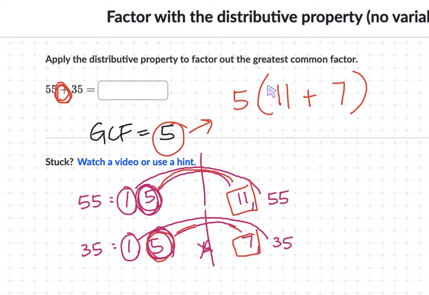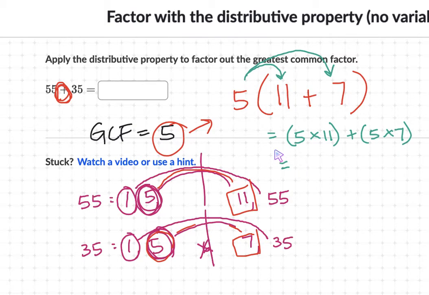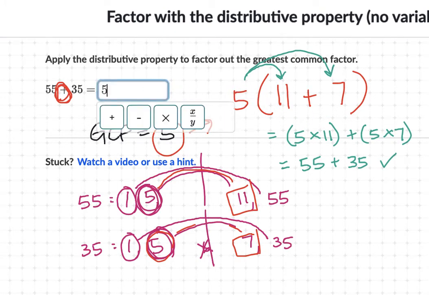Before I hit submit, I'm going to want to double check and see that this actually is the answer. The number on the outside, like we said, has to multiply by the numbers on the inside. So this is the same as 5 times 11 plus 5 times 7. So if this answer is correct, I should get 55 plus 35 at the end. 5 times 11 is indeed 55, plus 5 times 7 is 35. So I do get that original problem at the end. So I should feel pretty confident typing this in as my answer.